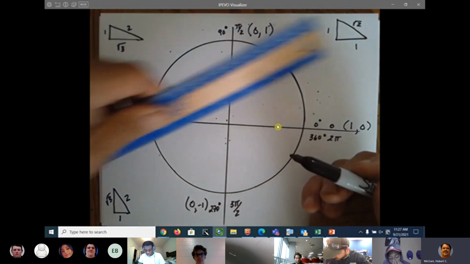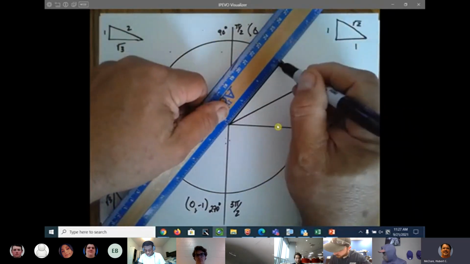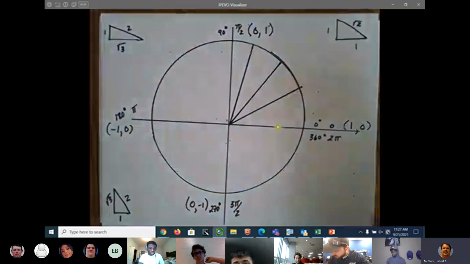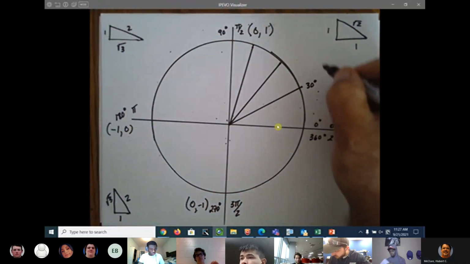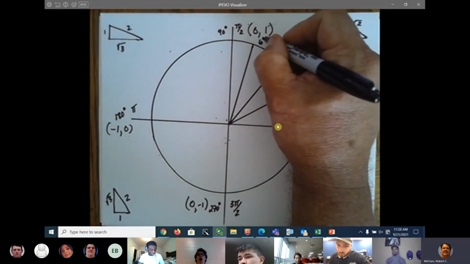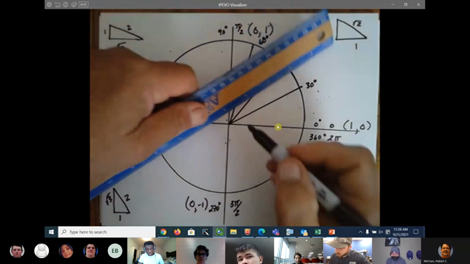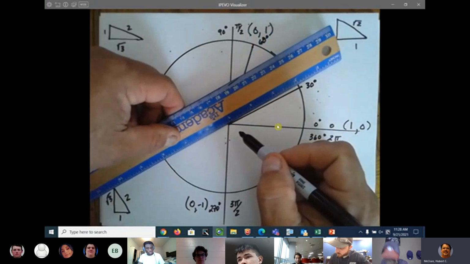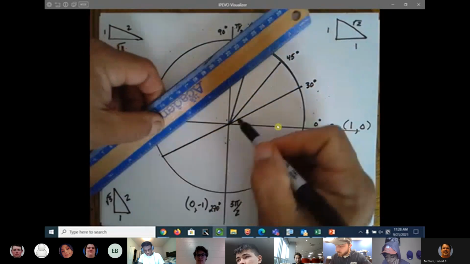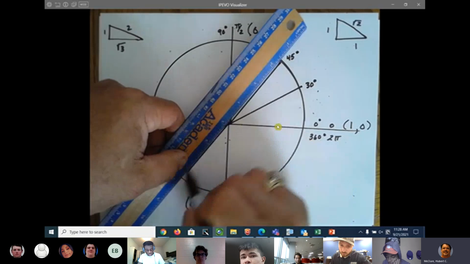And there's our 30-degree angle. There's our 45-degree angle. And there's our 60-degree. So 30, 45, and 60. And of course, that's going to go down here. 30 degrees is going to go here. 45 is going to go here. And my circle is a little bit off on the bottom side. I know that.